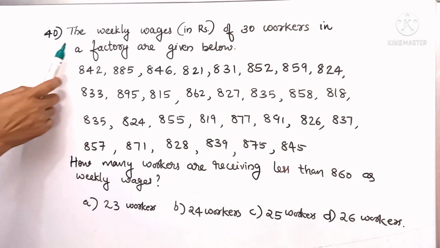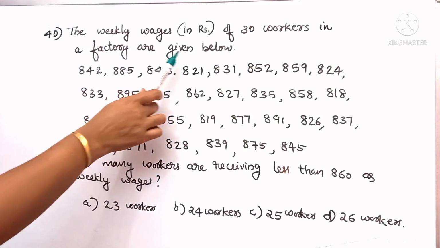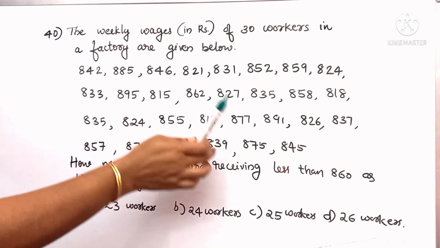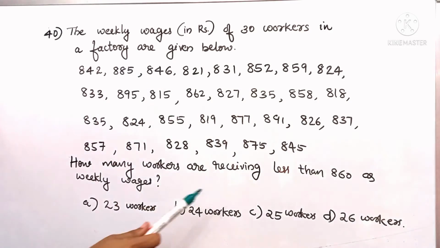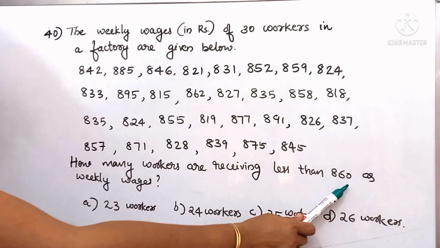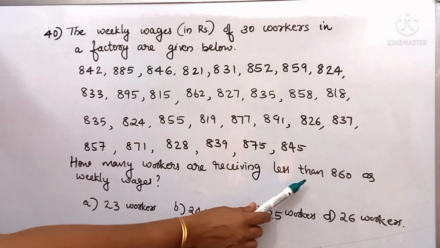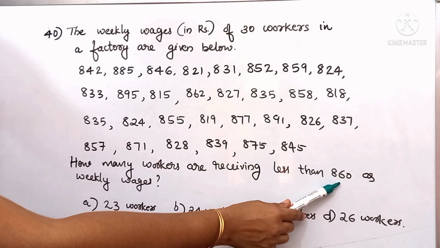Last question is, the weekly wages in rupees of 30 workers in a factory are given below. And here the numbers are given. Then how many workers are receiving less than 860 rupees as weekly wages? So we have to find the numbers which are less than 860.